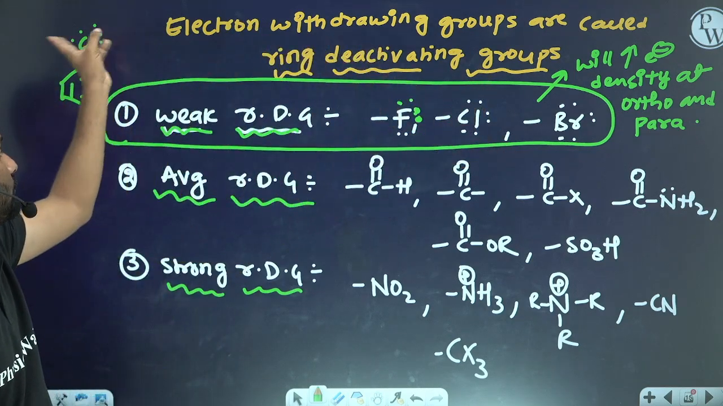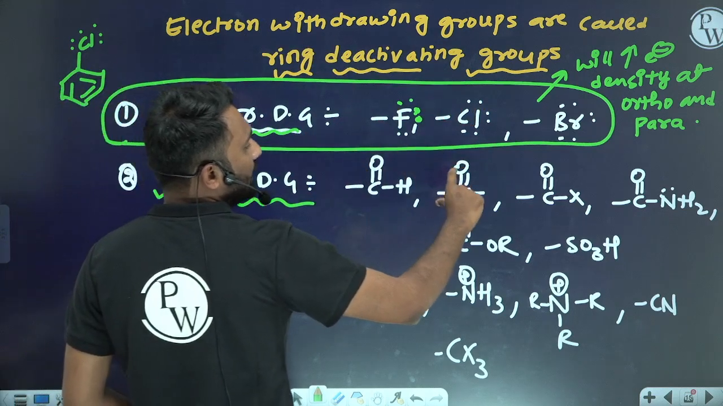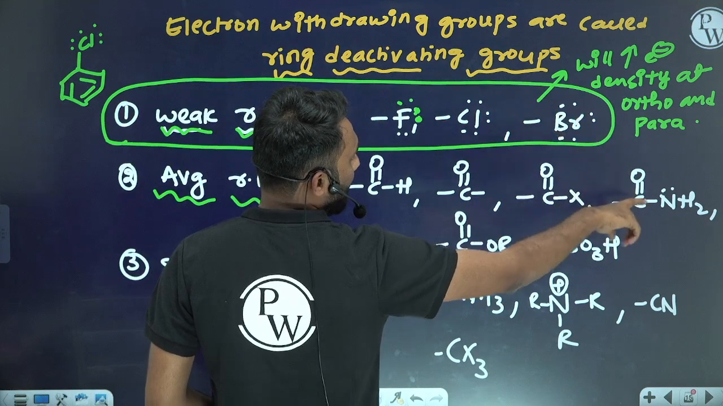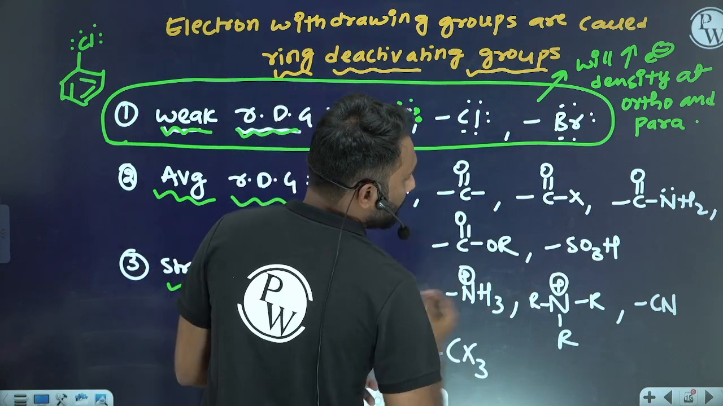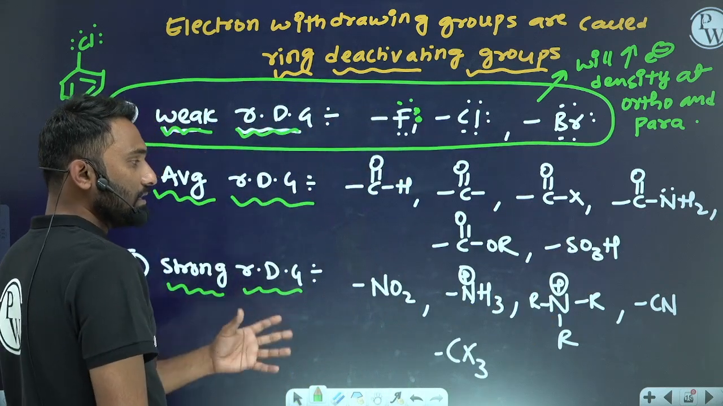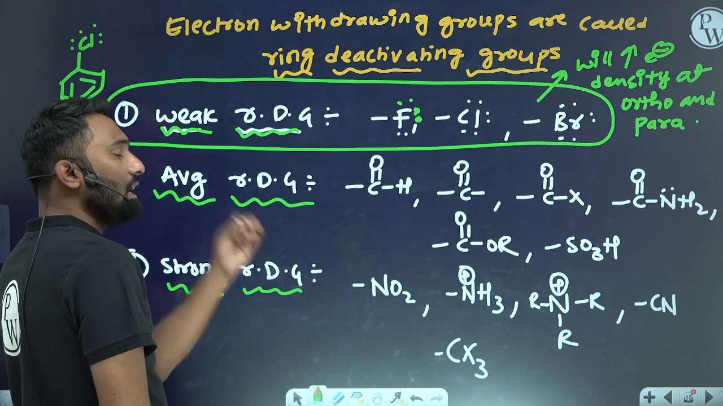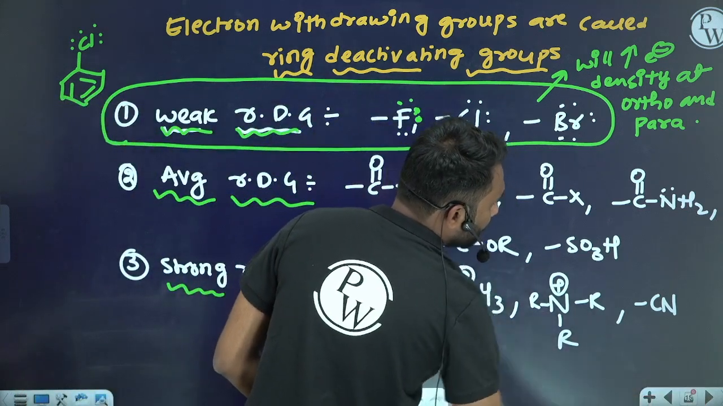Clear? Now the average ring deactivating groups. Now aldehyde, ketone, acid halide, amide, esters, benzoic acid or sulfonic acid, all of these will deactivate the ring. Now let us see how it will deactivate the ring.